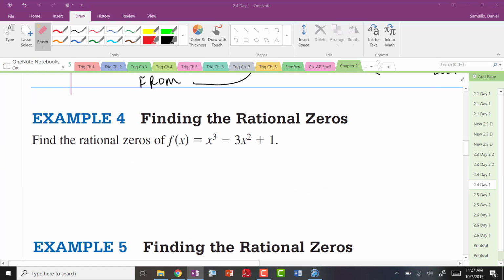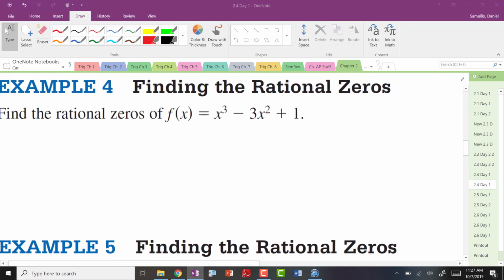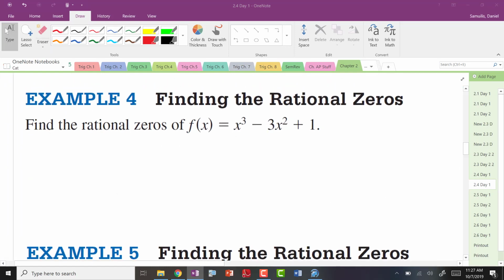Okay, now, understand the difference between possible rational zeros and actual rational zeros. This first example says find the rational zeros of this. That means, how many possible zeros can I have, by the way? 3. That's the fundamental theorem of algebra, which I'll officially write in tomorrow's notes or pull from the book, as you know I do.